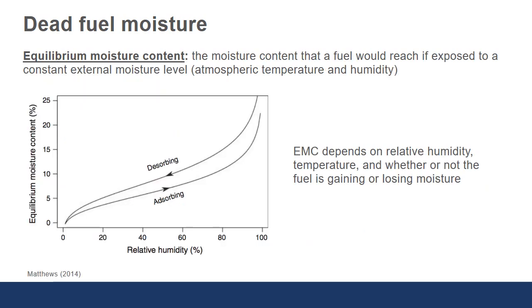The equilibrium moisture content, or EMC, is the moisture content a fuel would reach if exposed to a constant external moisture level. In the graphic here, we can see the relationship EMC has with relative humidity. When the fuel is gaining moisture, absorbing, EMC increases as relative humidity also increases.